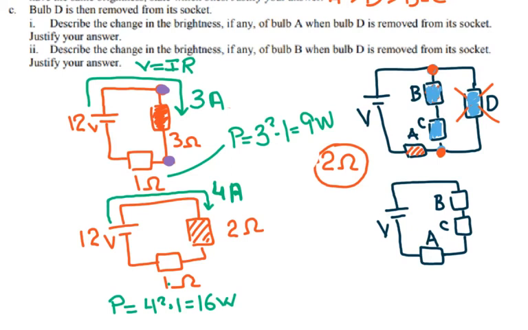So describe the change of the brightness, if any, of the bulb A when the bulb D is removed. The brightness of A is going to go down because the current through A will be dropped. And I use the power equals I squared times R. That would be my explanation. Now, describe the change in the brightness, if any, of the bulb B when the bulb is removed from the socket. So I'm going to go back and put my 6 ohm resistor back so it will be easier. I'm going to clean up a little bit and then come back in a second.